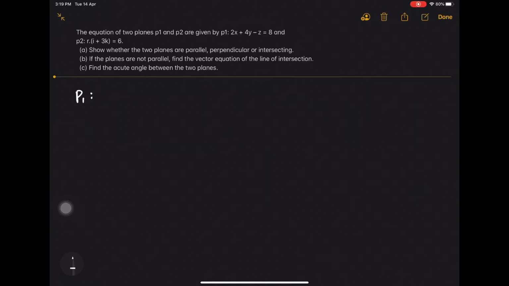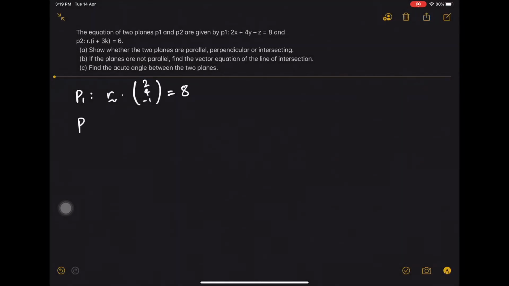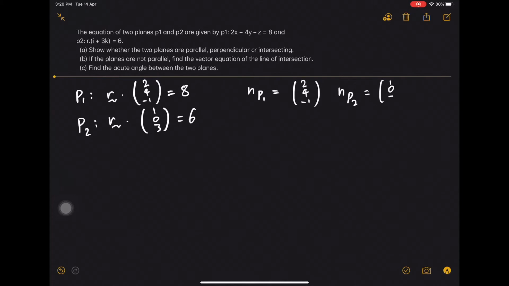For plane 1, I have my equation to be (2, 4, -1) dot (x, y, z) equal to 8. For my plane 2, I have my equation to be (1, 0, 3) dot (x, y, z) equal to 6. You can see here that I have my normal vector for plane 1 and plane 2. So if you write it down, for my plane P1, I have (2, 4, -1), and for my plane P2, I have (1, 0, 3).